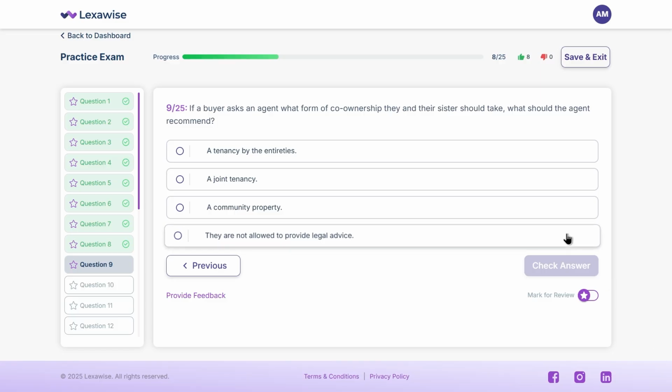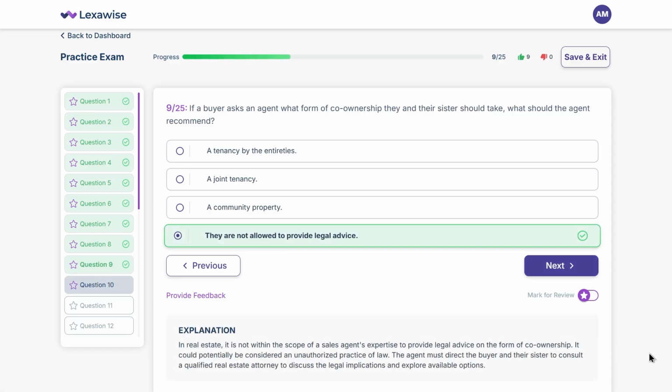D is the right answer here. They are not allowed to provide legal advice. Only a real estate attorney can advise on ownership structures. Doing so as an agent is unauthorized practice of law.